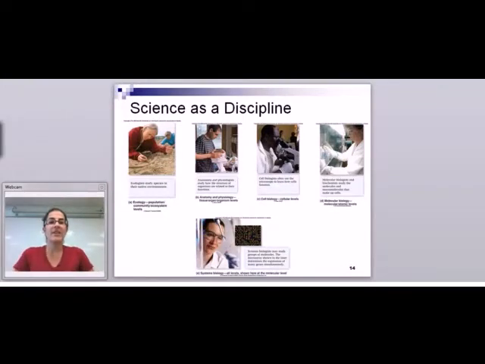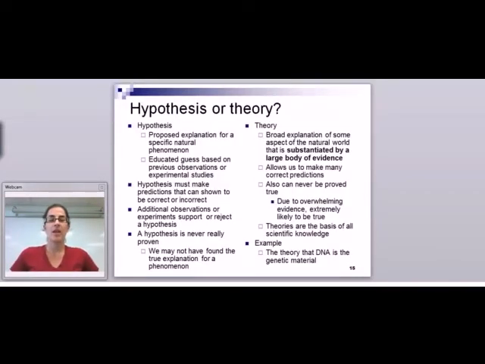So we're going to talk about science as a discipline and some of the general concepts that are really foundational to biology, chemistry, physics, all of the natural sciences, regardless of the specialty that might be involved. So one of these fundamental concepts is this idea of hypothesis, of forming hypotheses and making theories. And so I want to really spend a little bit of time defining these terms.